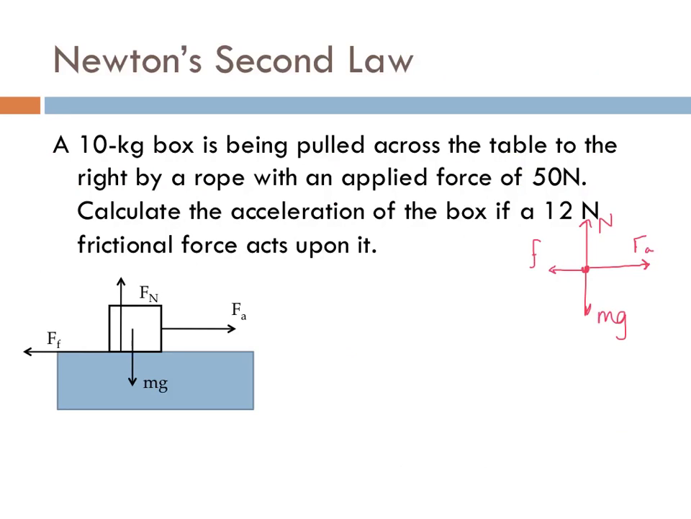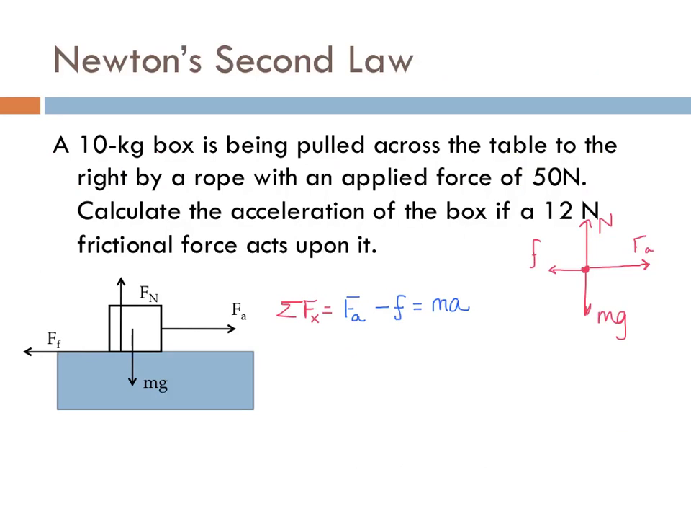So if it's specifically asking us to calculate the acceleration of the box, we know that in this particular situation the normal force and the force of gravity are going to be equal. So it's not going to accelerate in that direction. So I'm going to focus on the sum of the forces in the x direction, because that's where I'm going to have my acceleration. My force applied is positive because it's going to the right, and my force of friction is negative because it's going to the left. All of this is equal to mass times acceleration.